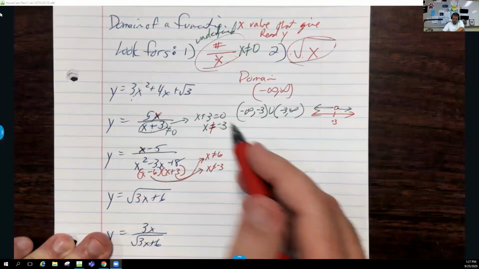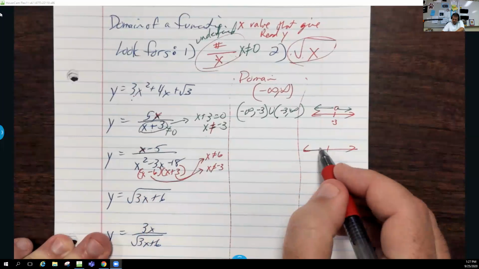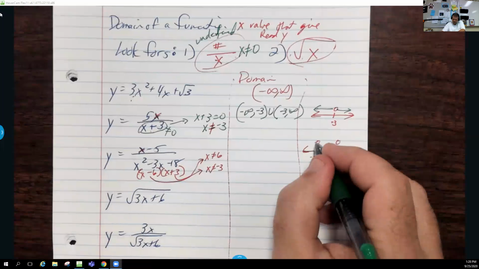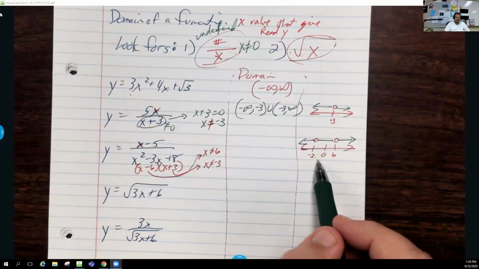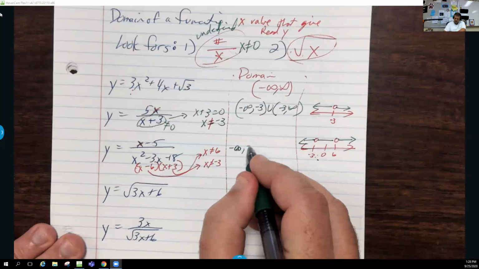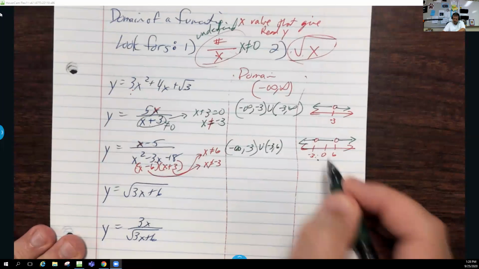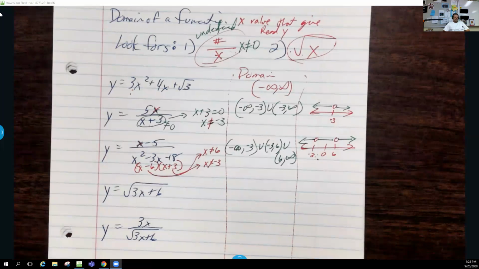Okay, so to find my domain, we're going to graph both of those. We're going to put both of those on. Here's negative 3, it can't be. Here's 6, it can't be. But it can be every other number. So it can be all of that. So my domain has to match this graph. So left to right, negative infinity to negative 3, open, union, negative 3 to 6, union, 6 to infinity. And that would be my domain. Okay, and that's how we deal with x's on the bottom.